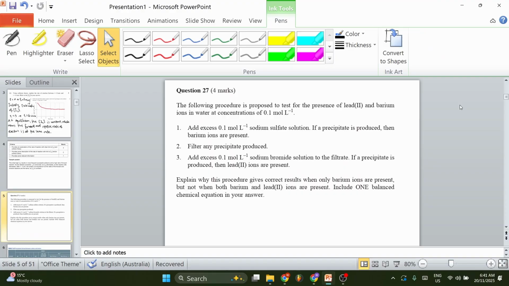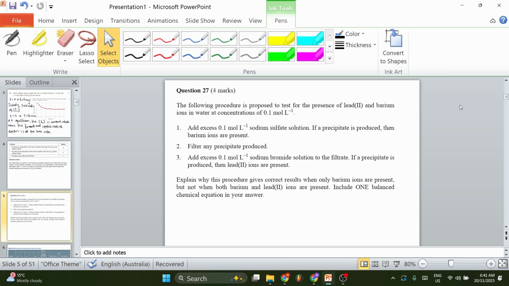Question 27, 4 marks. The following procedure is proposed to test for the presence of lead-2 and barium ions in water at concentrations of 0.1 moles per liter. 1. Add excess 0.1 moles per liter sodium sulfate solution. 2. If a precipitate is produced, then barium ions are present. Filter any precipitate produced. 3. Add excess 0.1 moles per liter sodium bromide solution to the filtrate. 4. If a precipitate is produced, then lead-2 ions are present.